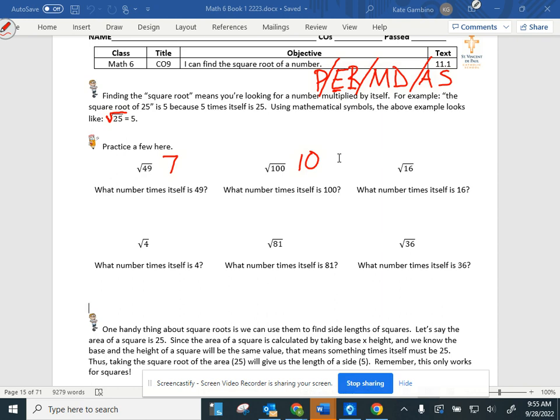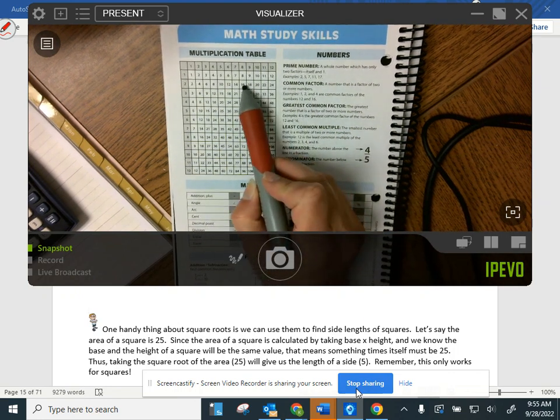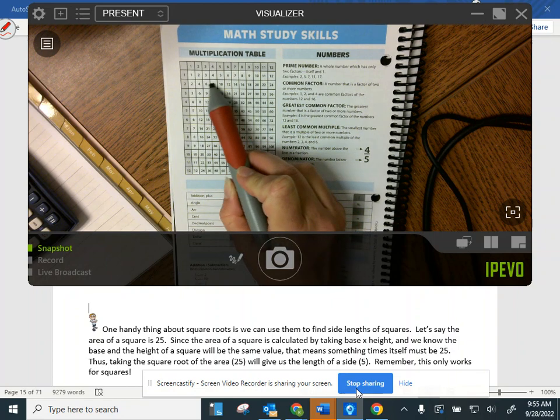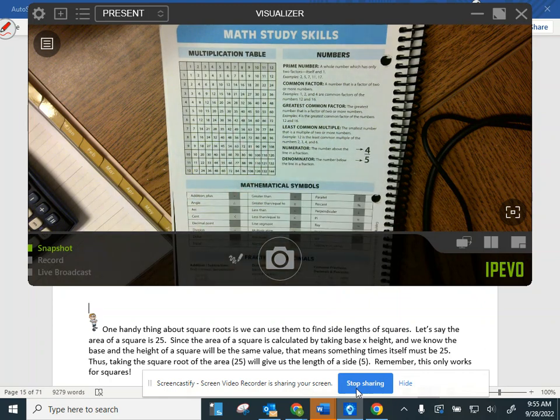Now, when we get to the 16, this is where we have to stop and think. So if we're using that multiplication table, I see a 16 right here. I see that's 2 times 8. So is 2 and 8 the square root of 16? Why not, Aiden? Because you don't do the 2, right? You only write the 8. Well, what is the square root? It's the number times itself. So is 8 times 8 16? So can 8 be our square root?